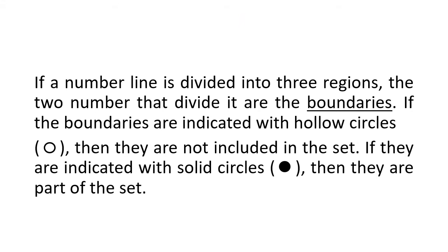Continuation tayo sa quadratic inequality. So, if a number line is divided into 3 regions, the two numbers that divide it are called the boundaries. Or, in other words, ito tinatawag natin na critical points. Okay? So, yung boundaries or critical points ang tawag. If the boundaries are indicated with hollow circles, yung kanina, then they are not included in the set. If they are indicated with solid circles, then they are part of the set.